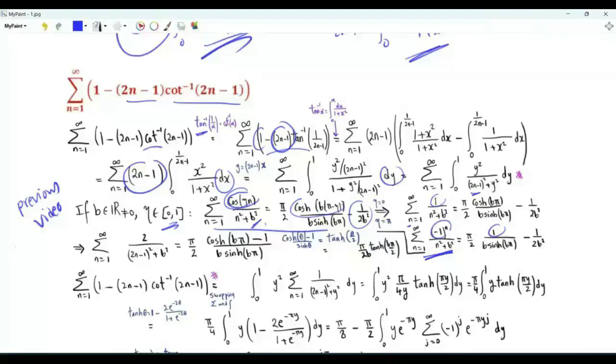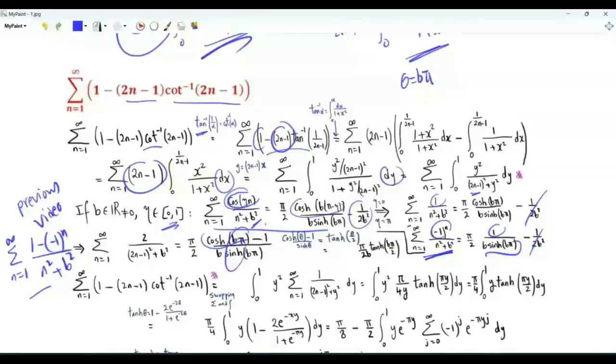Subtract this sum from this one. We get that the summation for n from 1 to infinity of (1 minus (minus 1) to the power n) over n squared plus b squared. The numerator is 0 when n is even, and is equal to 2 when n is odd. This sum is n from 1 to infinity of 2 over (2n minus 1) squared plus b squared. When we subtract, these two terms go away. In the denominator, we have b times the hyperbolic sine of b pi. In the numerator, we get the hyperbolic cosine of b pi minus 1.